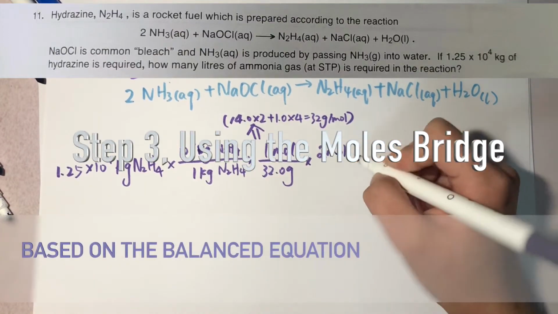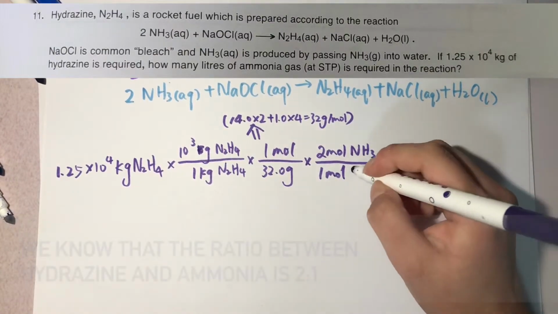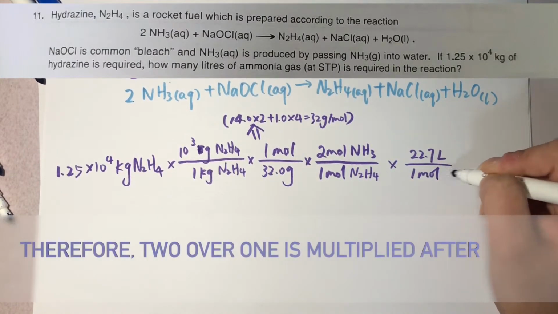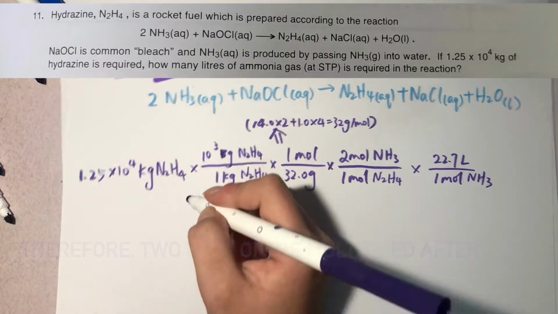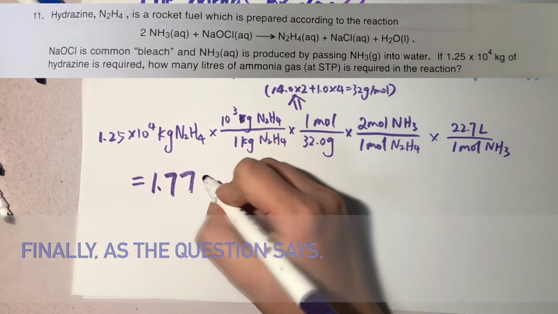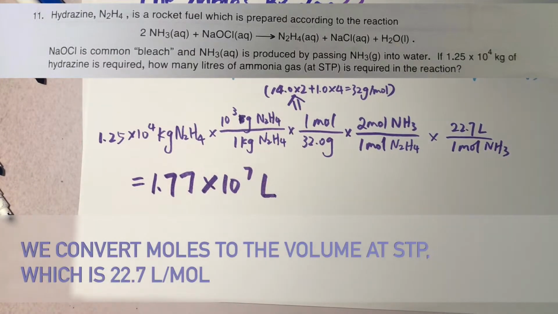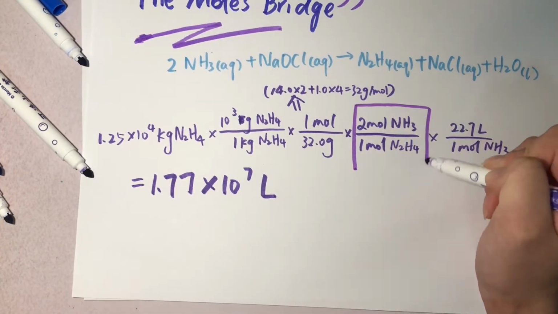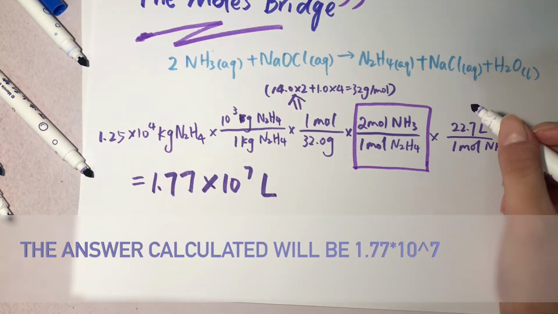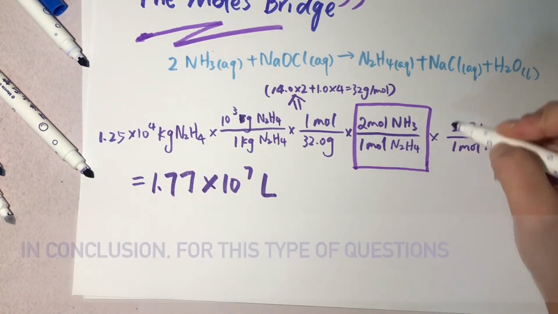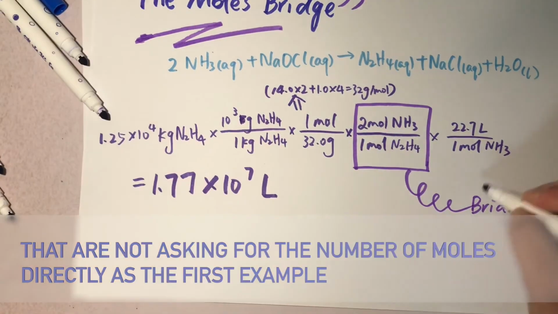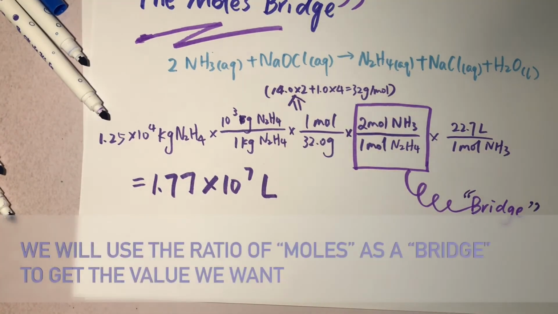Step 3, the most important step. Based on the balanced equation, we know that the ratio between hydrazine and ammonia is 2 to 1. Therefore, 2 over 1 is multiplied after. Finally, as the question says, we convert moles to the volume at STP, which is 22.7 liters per mole. The answer calculated will be 1.77 times 10 to the power of 7. In conclusion, for this type of questions that are not asking for the number of moles directly as the first example, we will use the ratio of moles as a bridge to get the values we want.